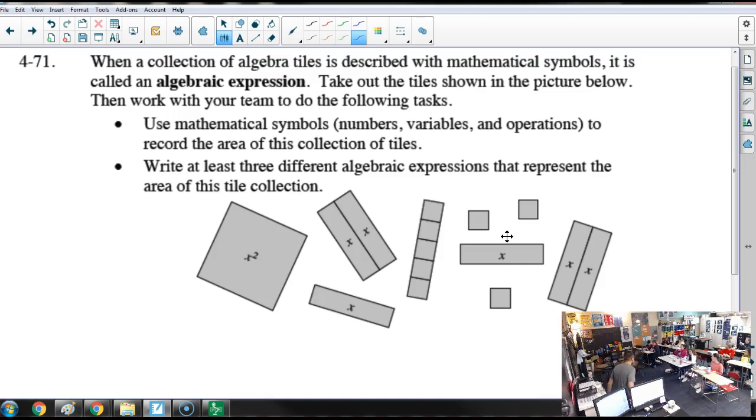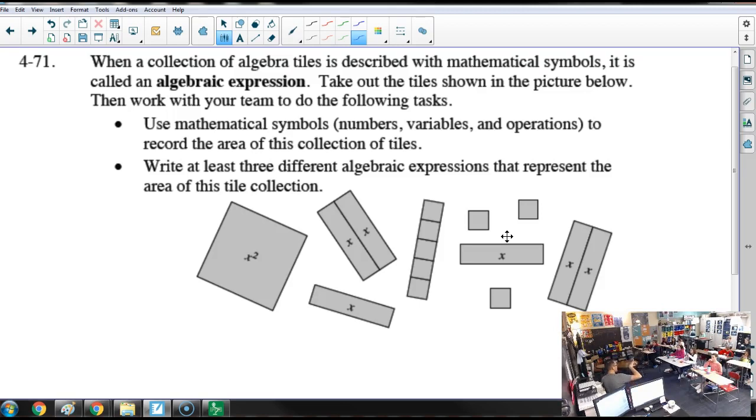The equation gives you the amount that it equals, the sum, whatever you want to call it. The answer. And then an expression doesn't give you the answer. An expression doesn't have the equal sign, right? So, an equation actually has two expressions. It's got one on one side of the equals and one on the other side of the equals.